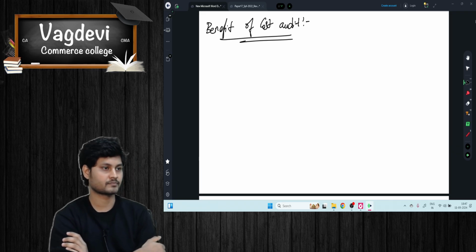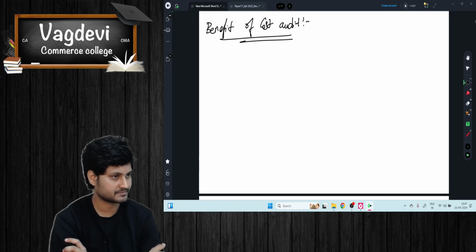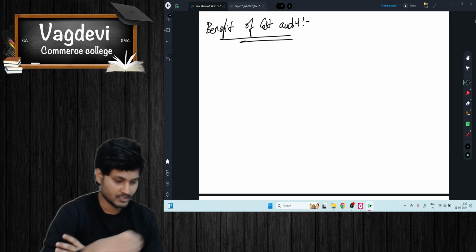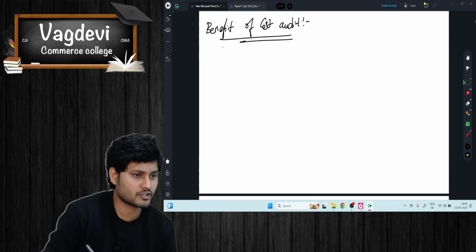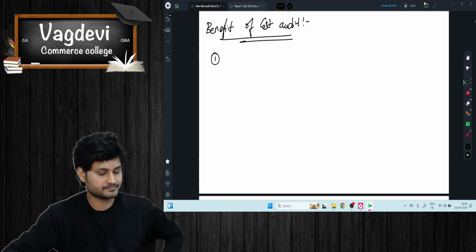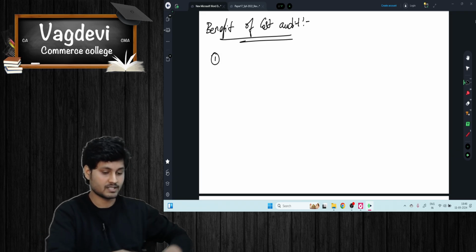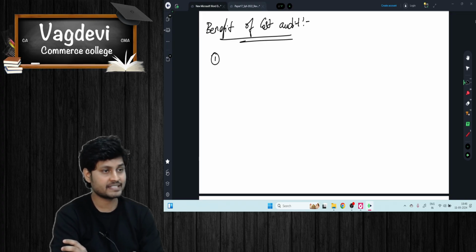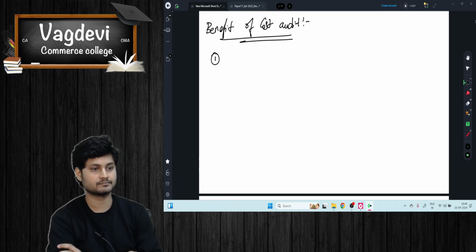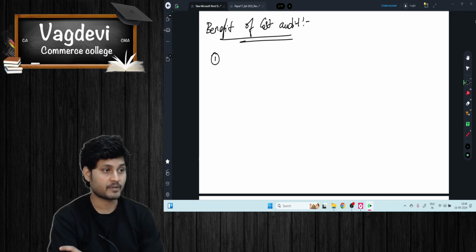Done. So we'll go to the next aspect, that is benefits of cost audit. What are the benefits of the cost audit? Very simple. So benefits of the cost audit, write the first point. Very important point. It helps in determining sales price.